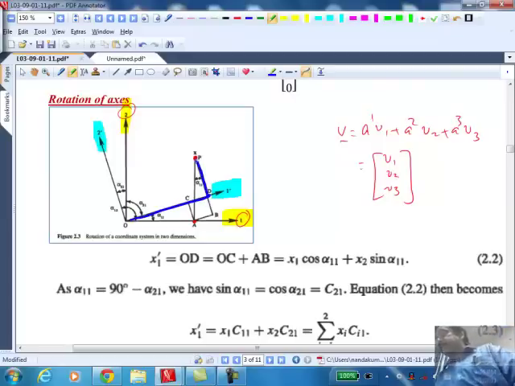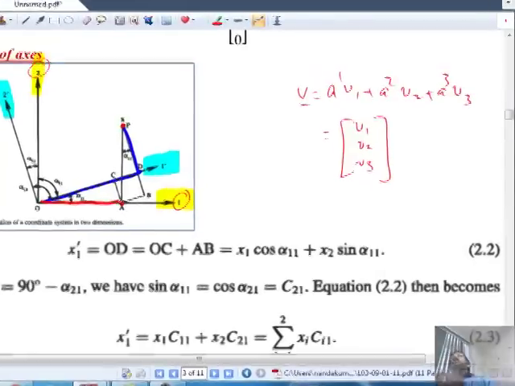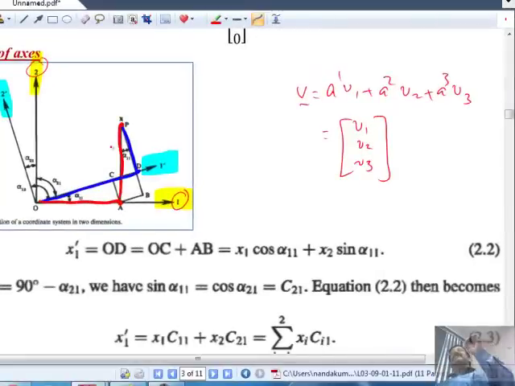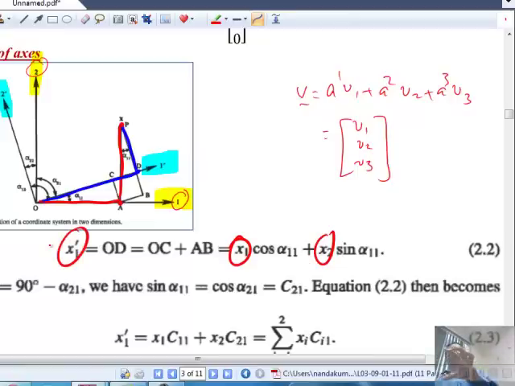Whereas for the first person, I have to tell them, go this way and go that way, and you will reach the same point. So there is a relationship between the components x1 and x2 and the components in the new coordinate system, x1 prime and x2 prime, that are related. So we need to be able to do this coordinate transformation.